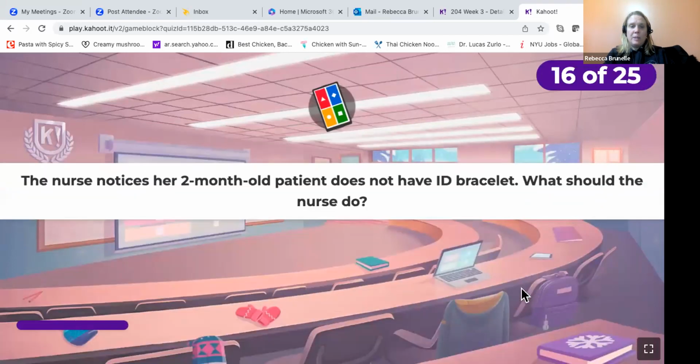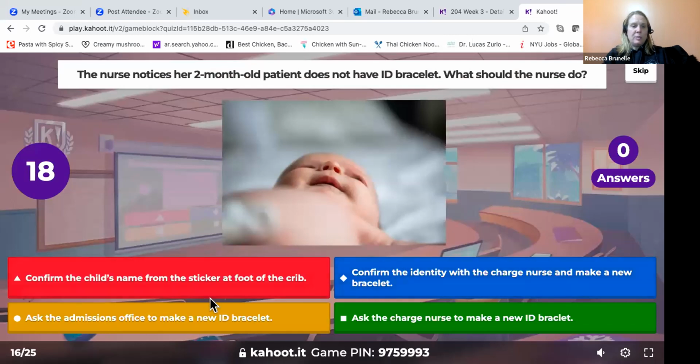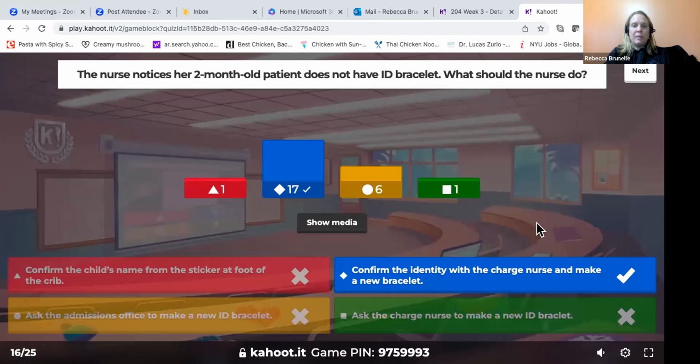All righty. So the nurse notices her 2-month-old patient does not have an ID bracelet. What should the nurse do? Confirm the child's name from the sticker at the foot of the crib, ask the admin office to make a new ID bracelet, confirm the identity with the charge nurse and make a new bracelet, or ask the charge nurse to make a new bracelet. Right, so you're going to confirm the identity with the charge nurse or with the parents or with somebody that knows the kid and then make them a new bracelet.